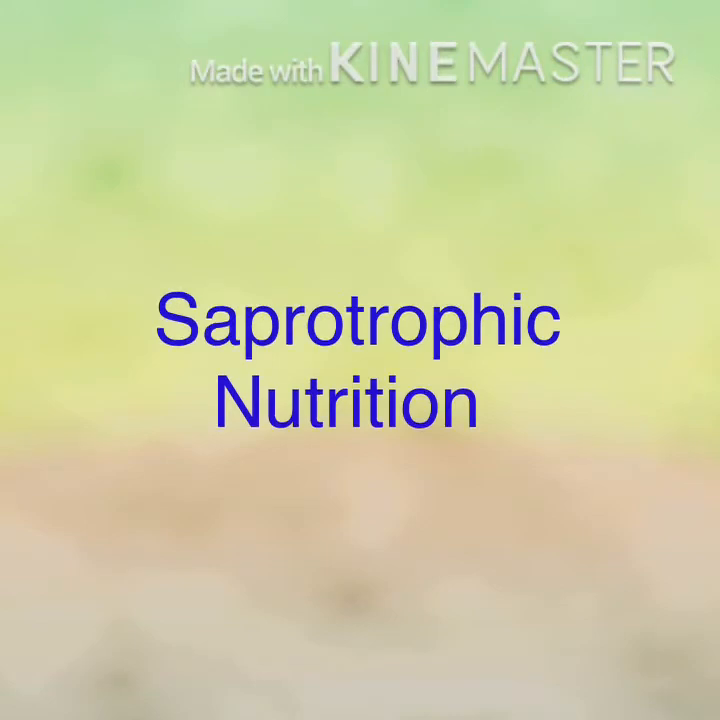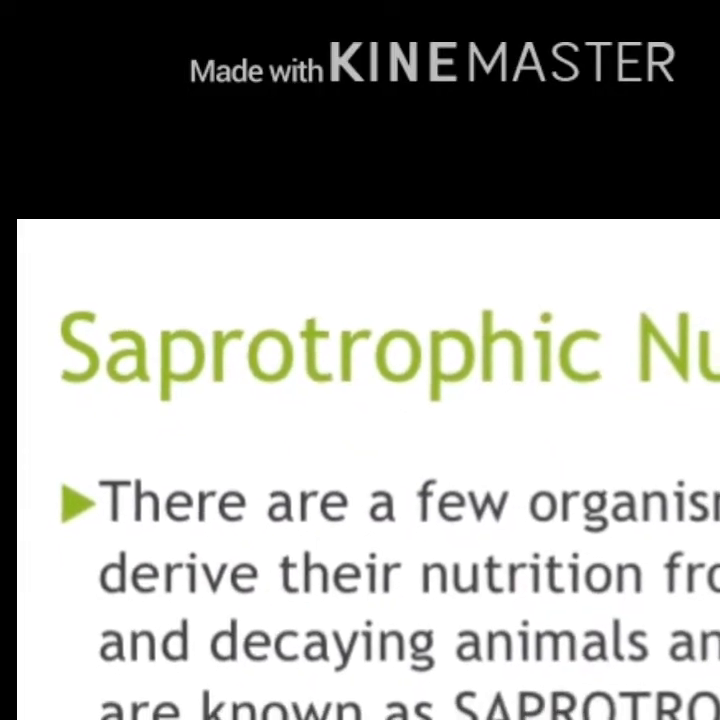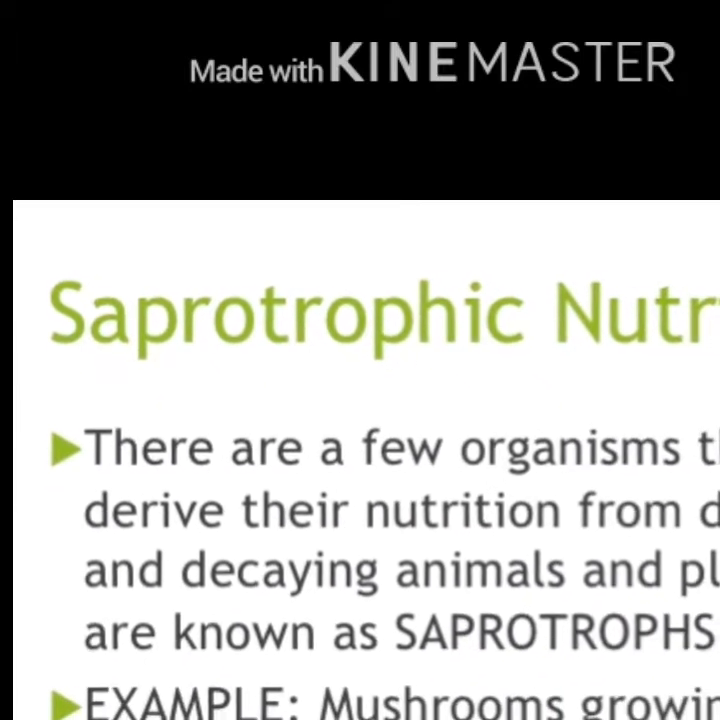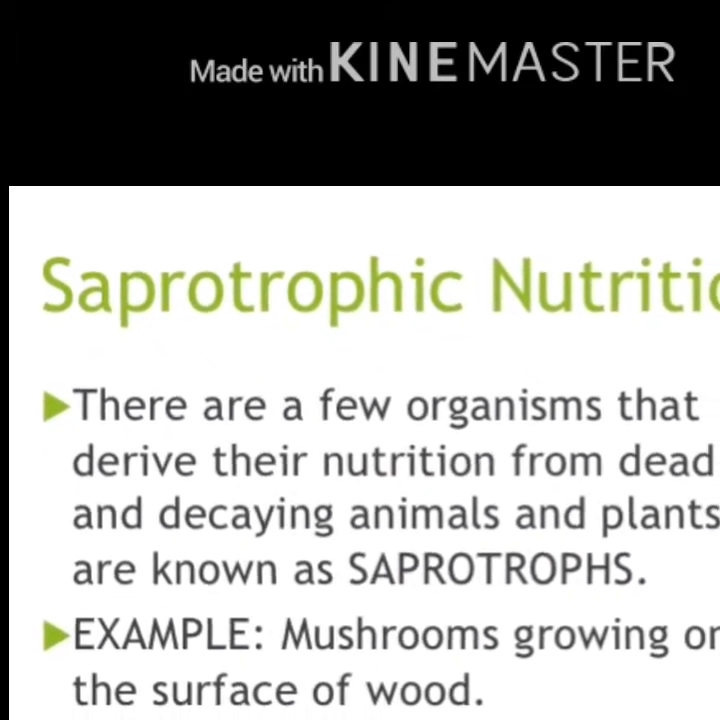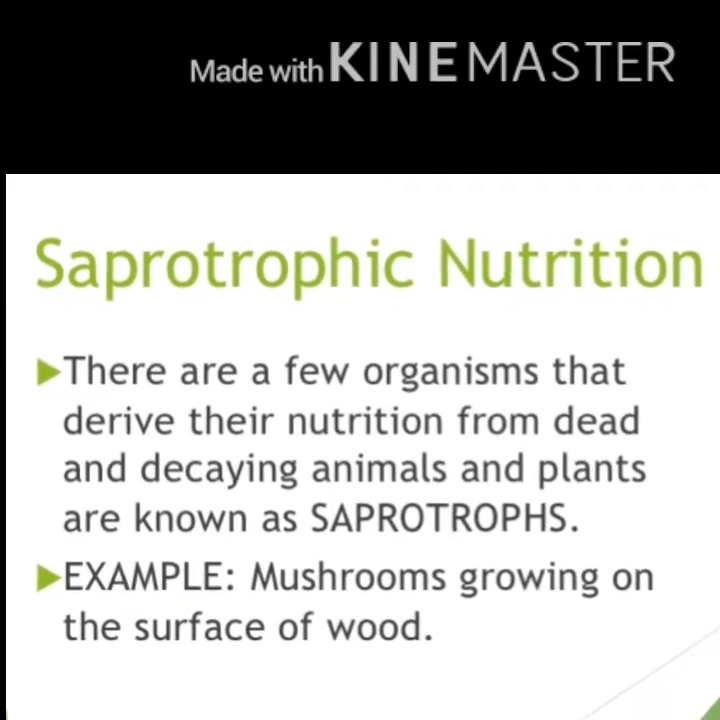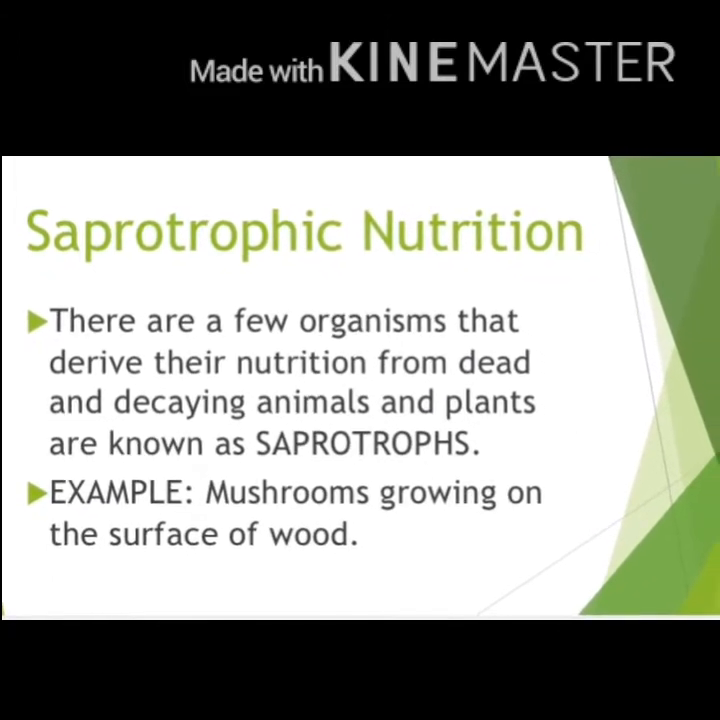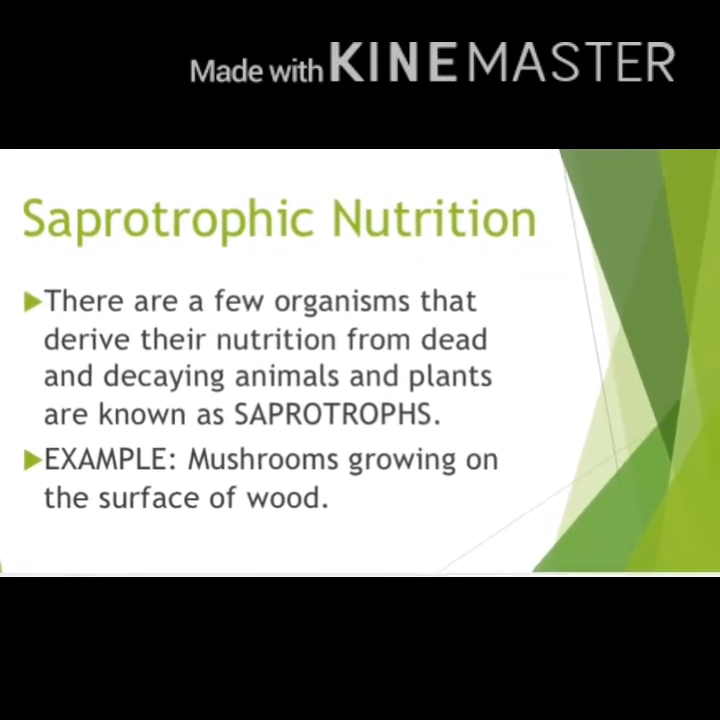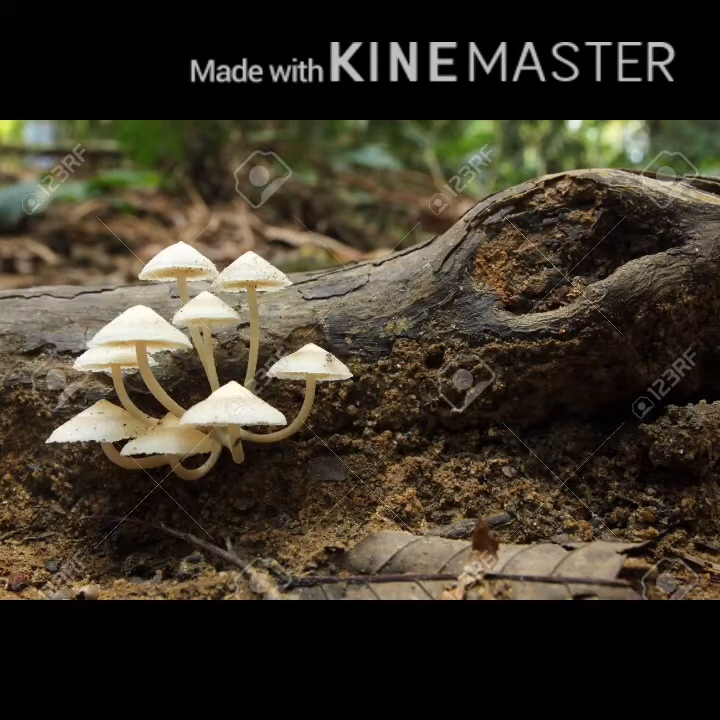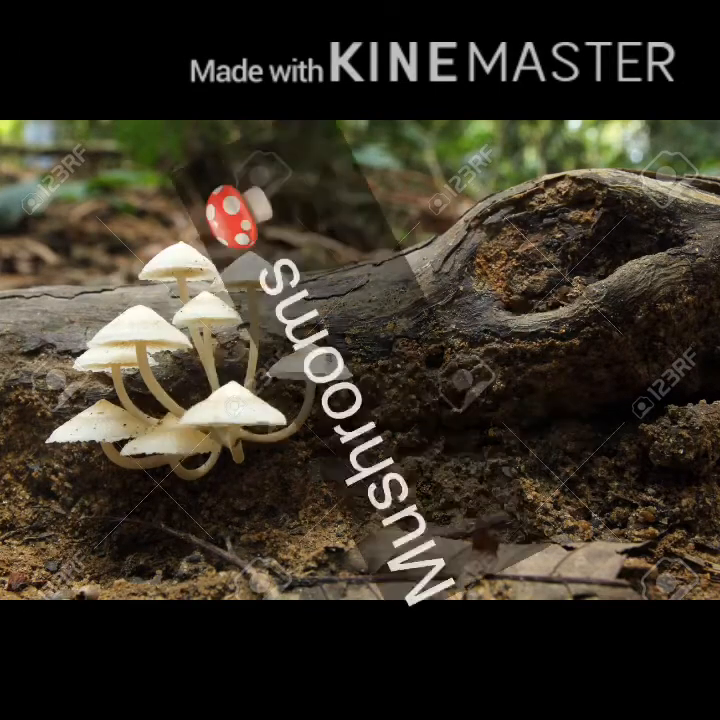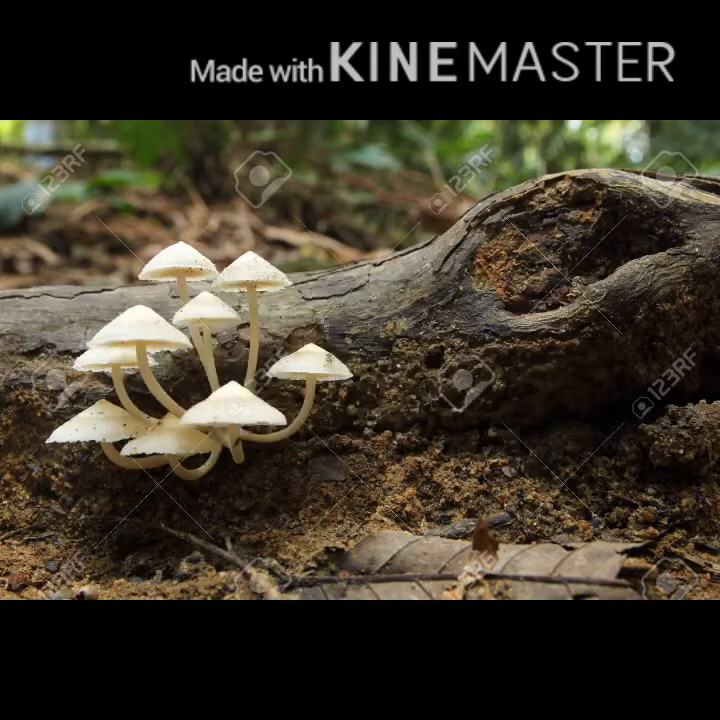The next type of heterotrophic mode of nutrition is saprotrophic nutrition. There are few organisms that derive their nutrition from the dead and decaying animals and plants. These organisms are known as saprotrophs. Most bacteria and fungi belong to this category. One common example of this is the fluffy umbrella patches that are seen on the surface of wood during rainy seasons. That is, the mushrooms growing on the surface of wood.